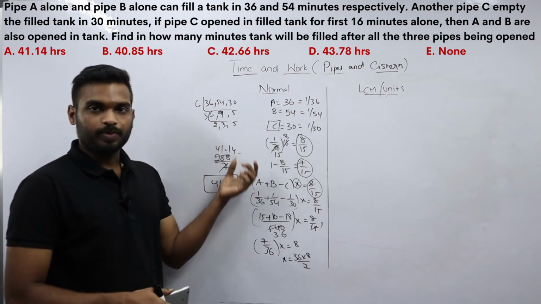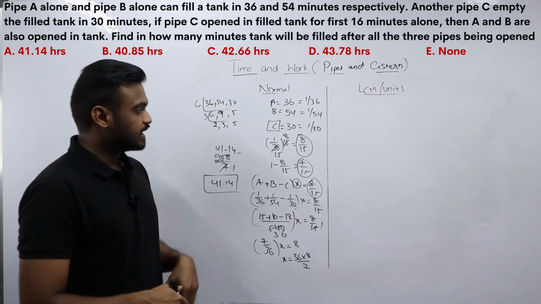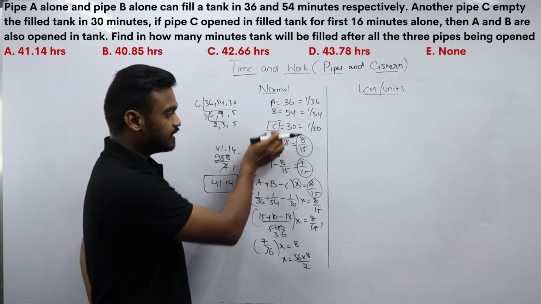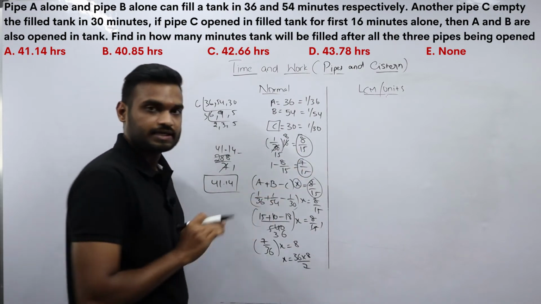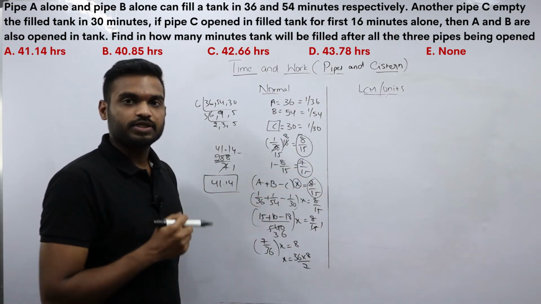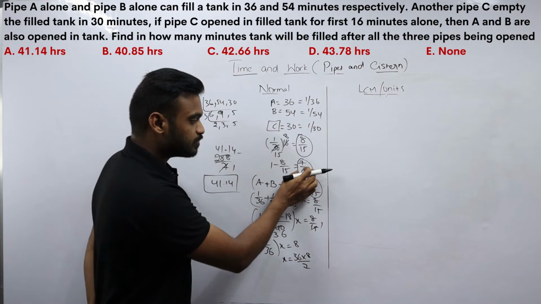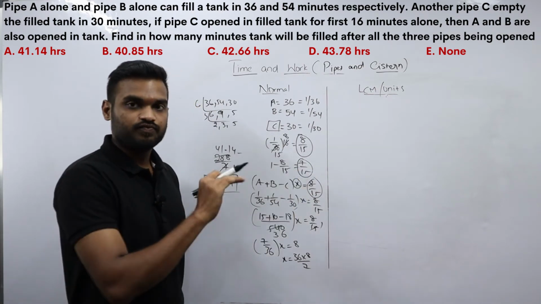Okay, I will explain the problem once again so that you can understand. Here for the first 16 minutes, C is emptying 8 by 15th part of the tank. So after emptying 8 by 15th part of the tank, only 7 by 15th part of the tank will be left over, that is full.